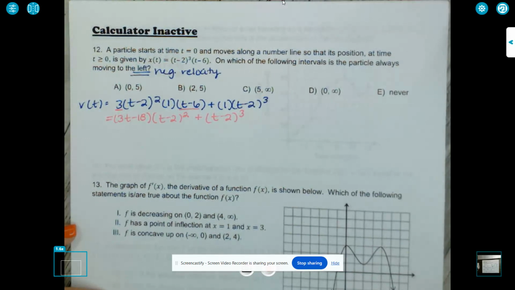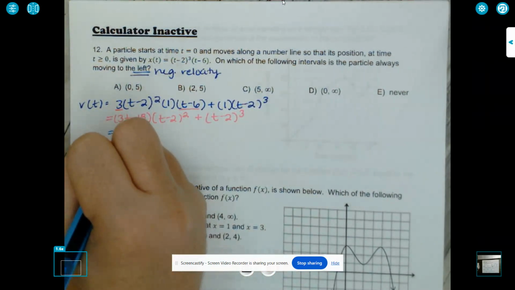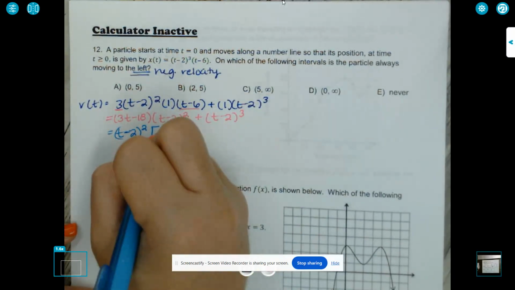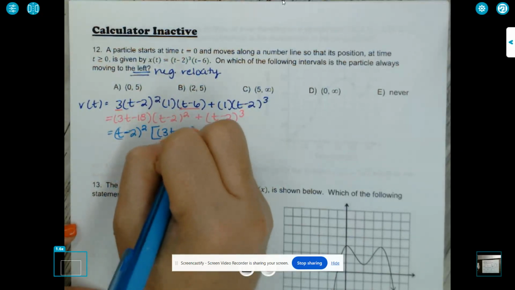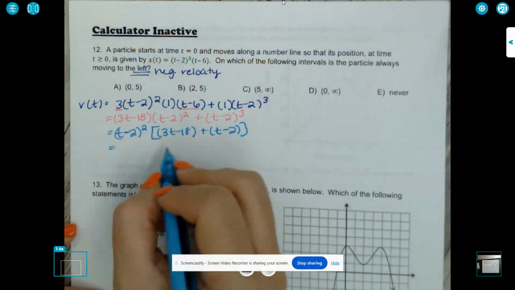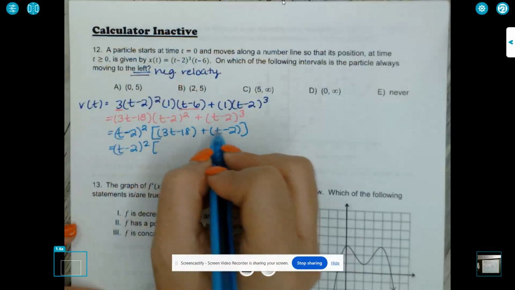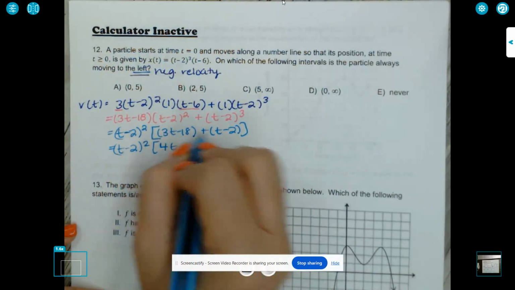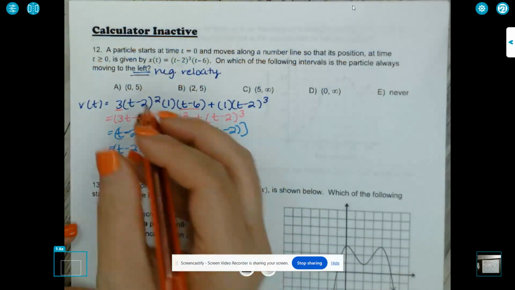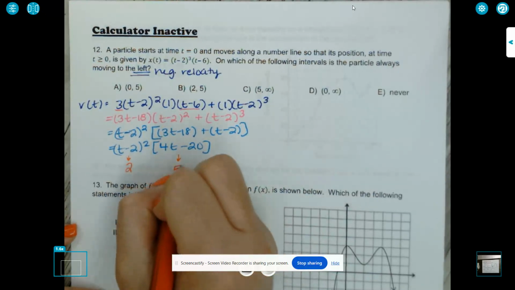Okay, I'm going to recognize that I could factor out a (t minus 2) squared from both of these. So if I factor out (t minus 2) squared, I am left with 3t minus 18 plus another (t minus 2). All right, so (t minus 2) squared on the outside. Inside is going to give me 3t plus t is 4t, minus 18 and minus 2 is minus 20. And we want where those are equal to 0. Well, this one is easy. That's going to be 20 over 4, which is going to be 5.